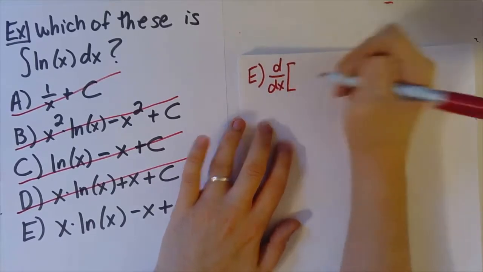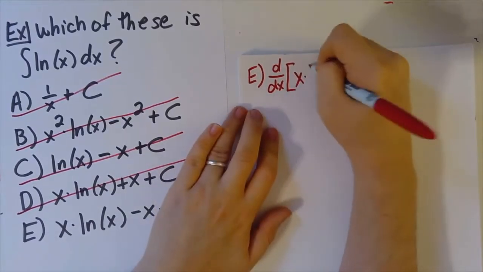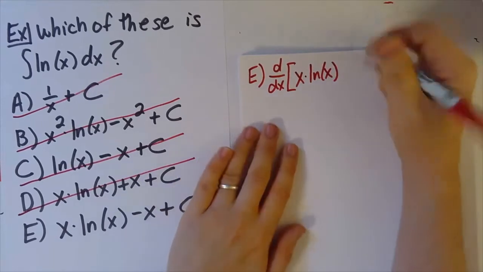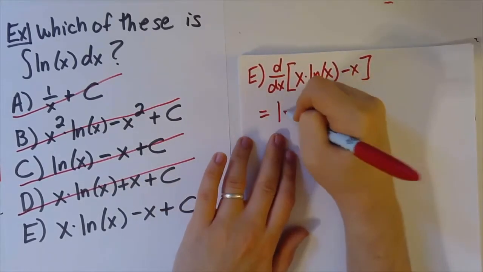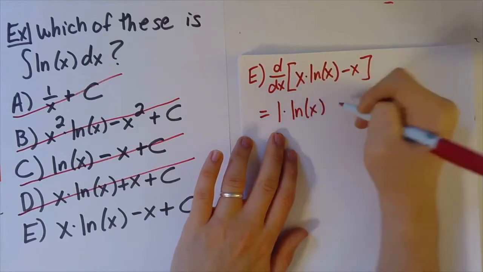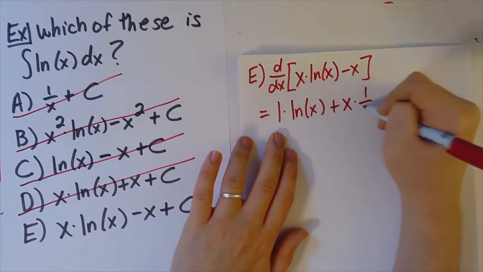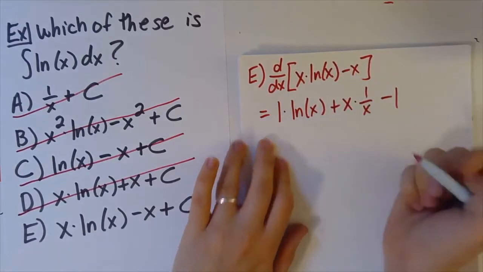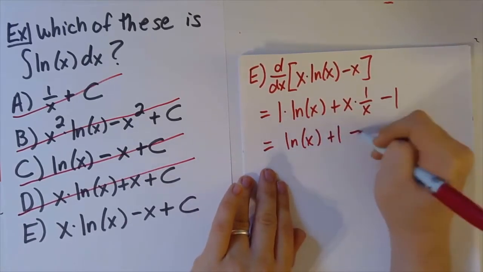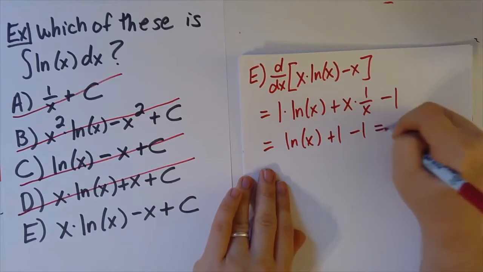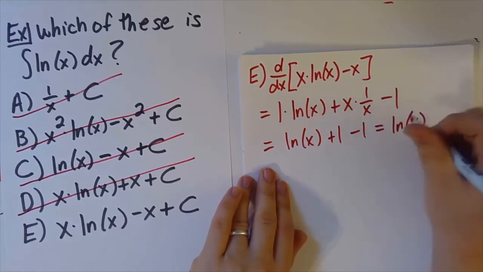So let's take the derivative of x times natural log of x minus x. Okay, so that's going to be 1 times the natural log of x plus x times 1 over x minus 1, which is the natural log of x plus 1 minus 1, which is the natural log of x.